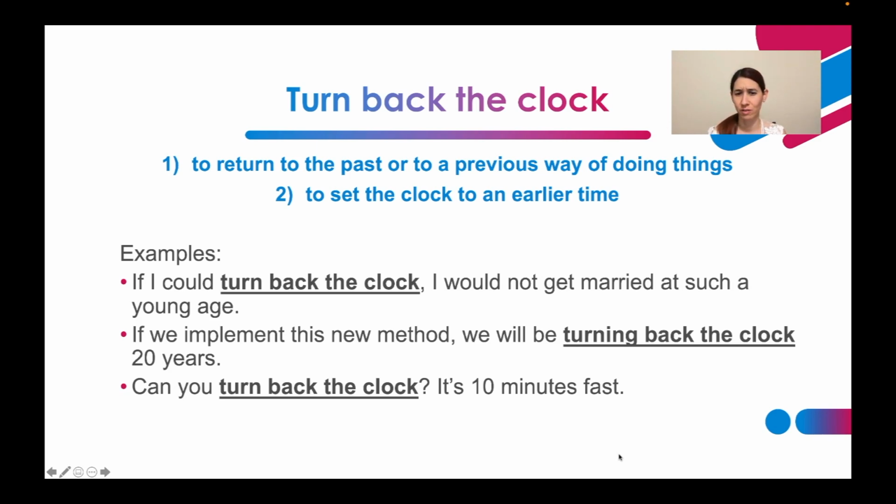If we implement this new method, we will be turning back the clock 20 years. This means you're going back to a previous way of doing things. It would be a method that is from 20 years ago. Another meaning for turn back the clock is to set the clock to an earlier time. For daylight savings, when we fall back, you're actually setting the clock to an earlier time.